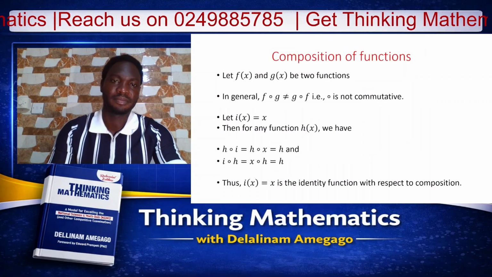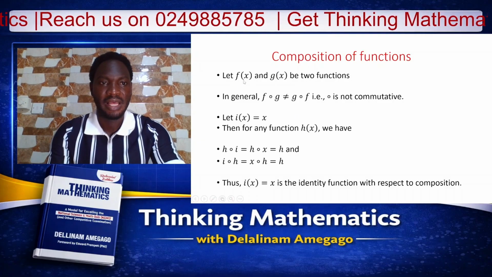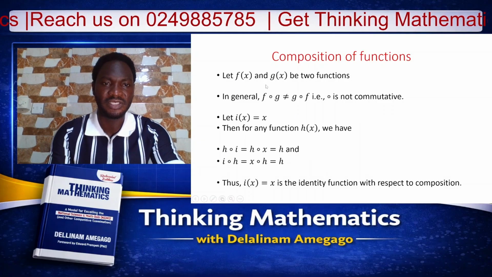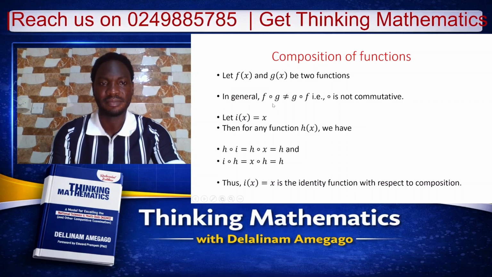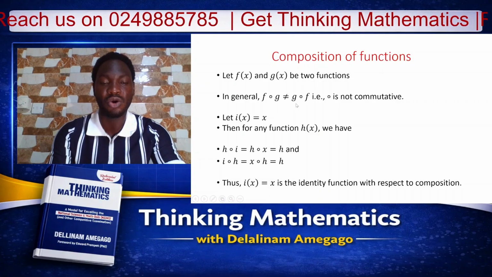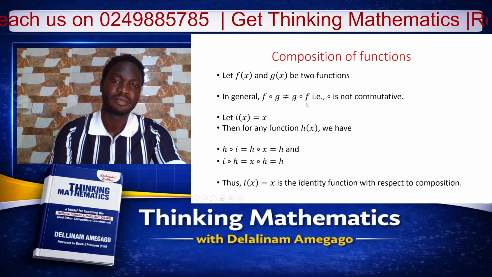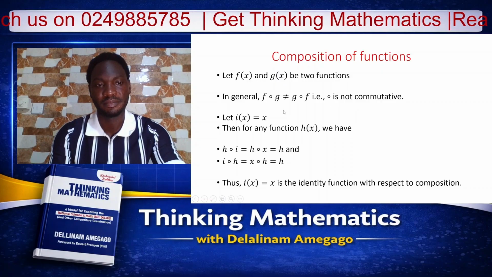Second example, composition of functions. Let f and g be two functions of x. In general, we know that f composed with g is not equal to g composed with f. That is, composition is not commutative.